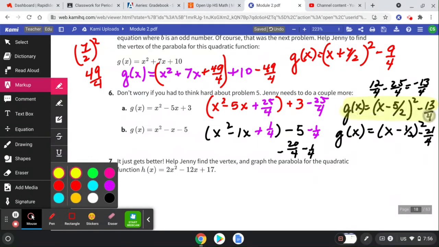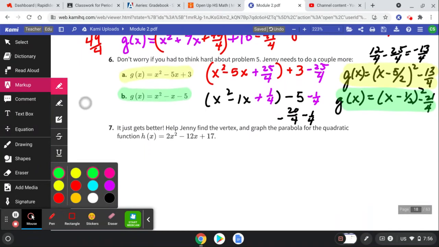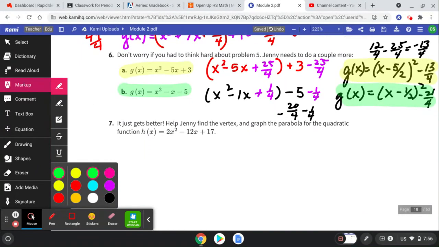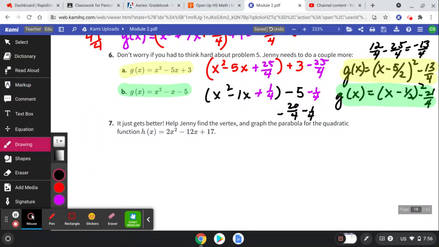So this is the equivalent expression for this one, and this is the equivalent expression for this one. It gets better. Help Jenny find the vertex and graph the parabola for this one. Oh no, we've got a big fat 2 in the front there. Check out the steps for this one.